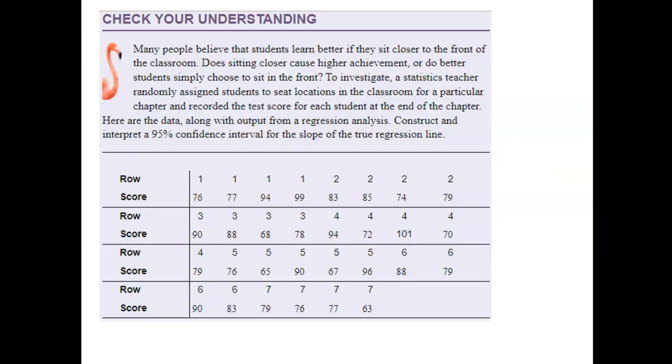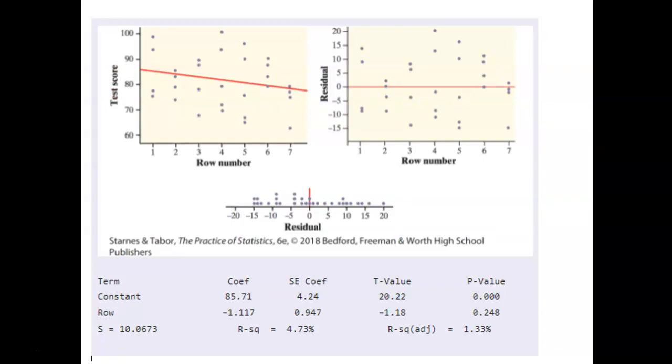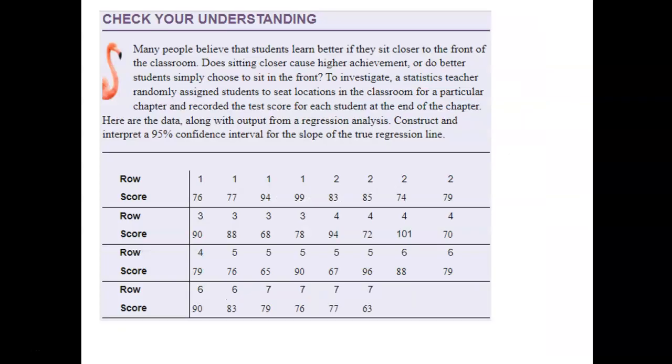So here's a check your understanding question, and there's a regression analysis. Ooh, it's blurry, sorry, coming up. So noting their note from earlier, do not enter all this data in your calculator. That would be a waste of your time. So does sitting closer cause higher achievement? So they want to study this.